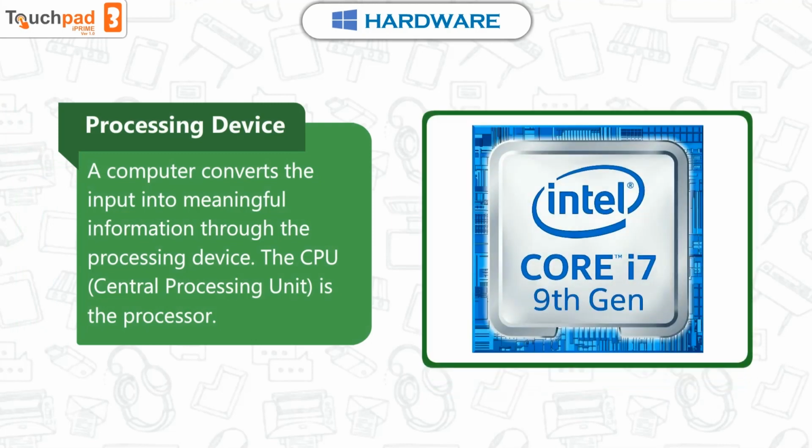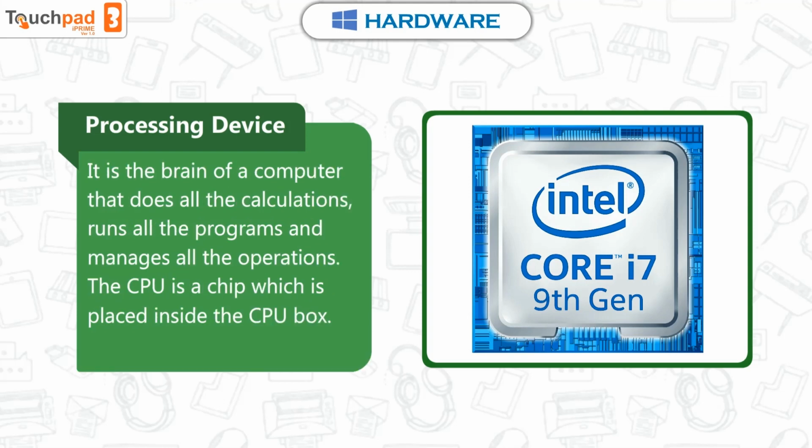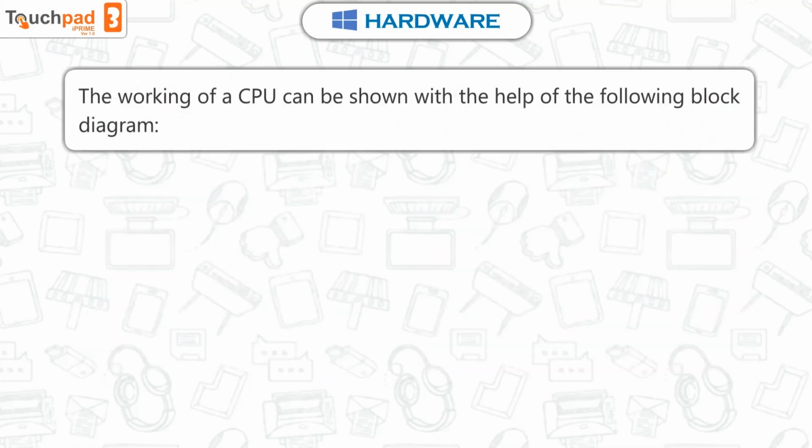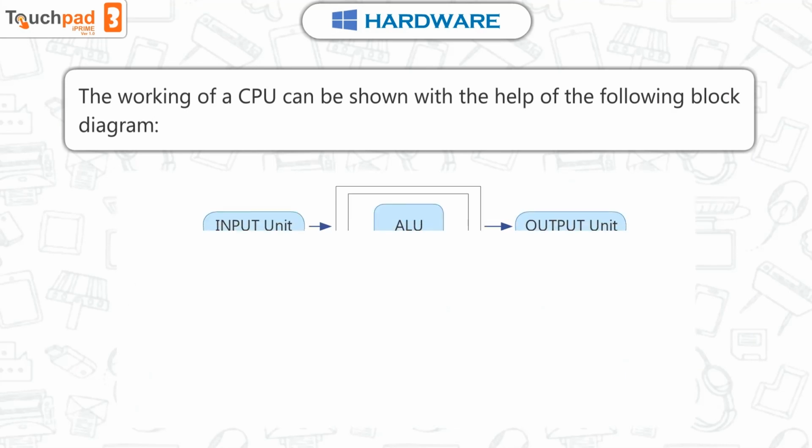Processing device. A computer converts the input into meaningful information through the processing device. The CPU, Central Processing Unit, is the processor. It is the brain of a computer that does all the calculations, runs all the programs, and manages all the operations. The CPU is a chip which is placed inside the CPU box. The working of a CPU can be shown with the help of the following block diagram.